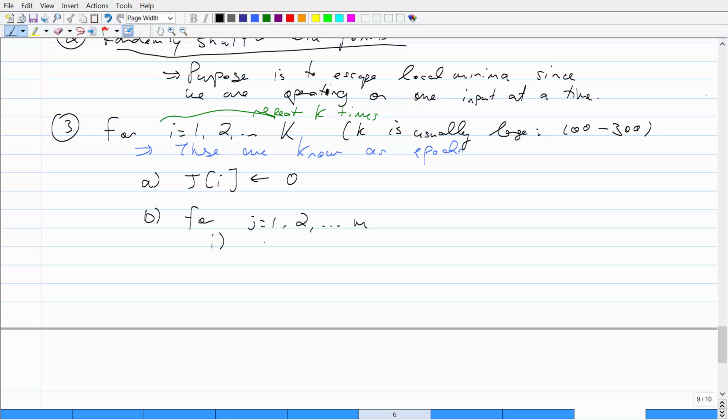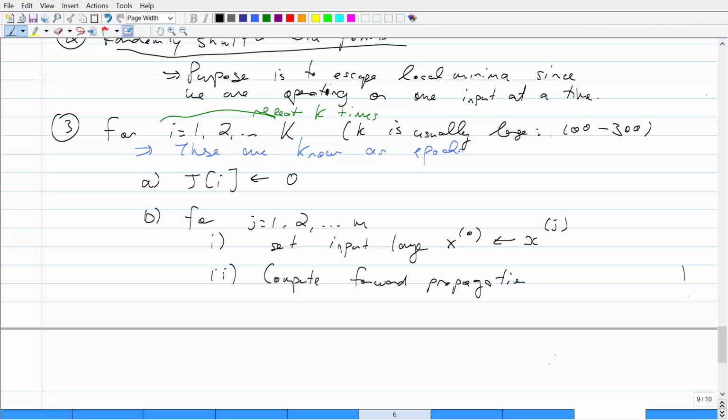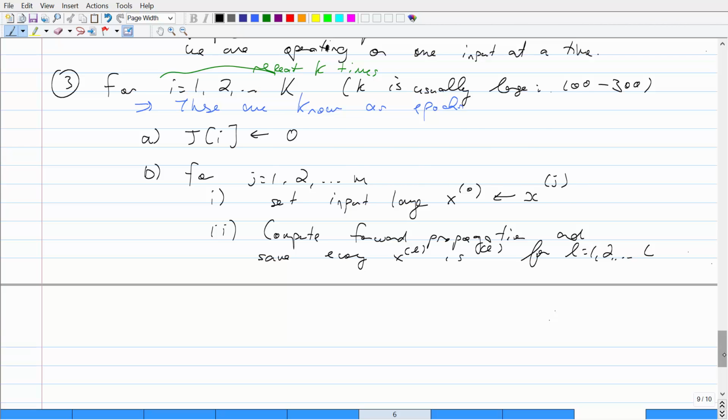So all you have to do now is repeat the process that we talked about before. You're going to set the input layer to be the jth training example that you're looking at, okay? And then you're going to compute forward propagation, and remember every single input and output into every neuron, and save every x, l, and s, l for L equals 1, 2, all the way up to L. Okay, so capital L is the number of layers that we have, not including the input.